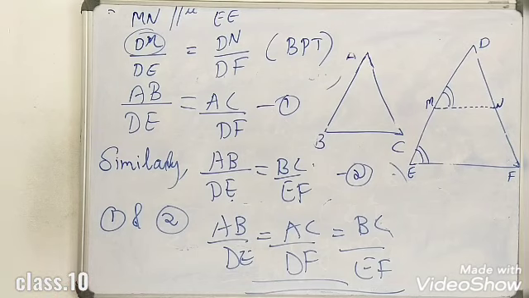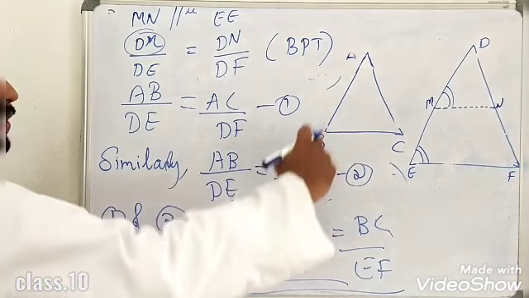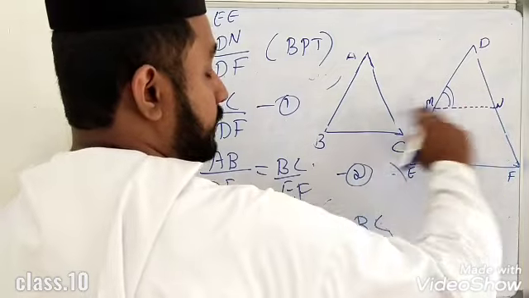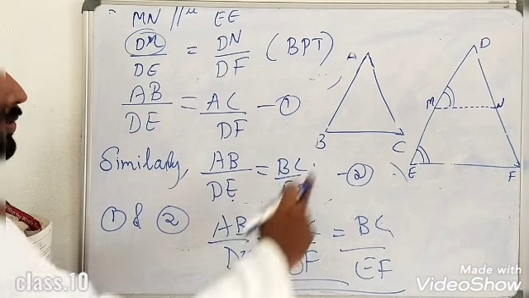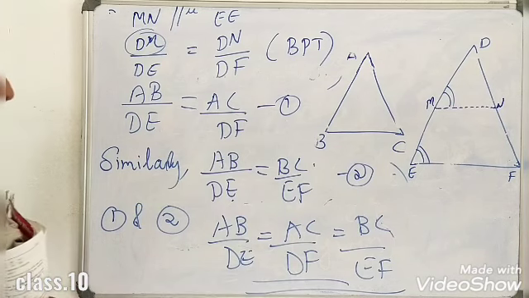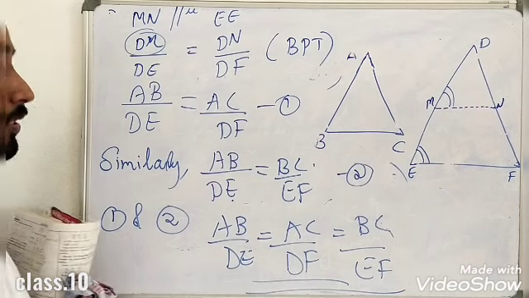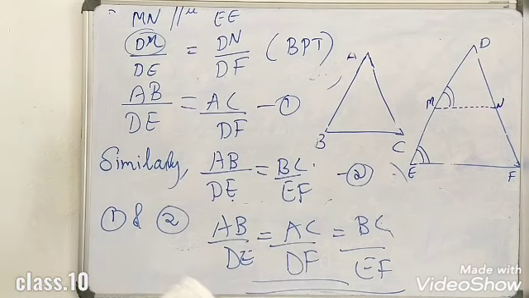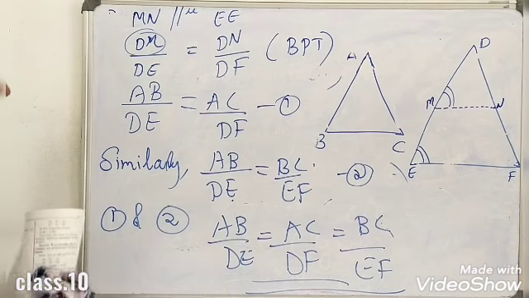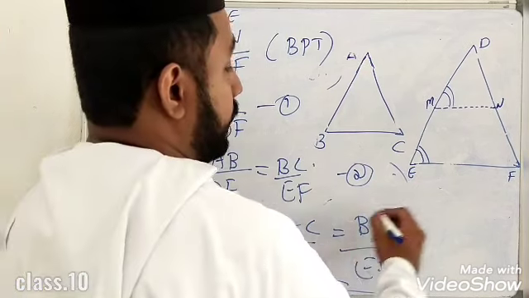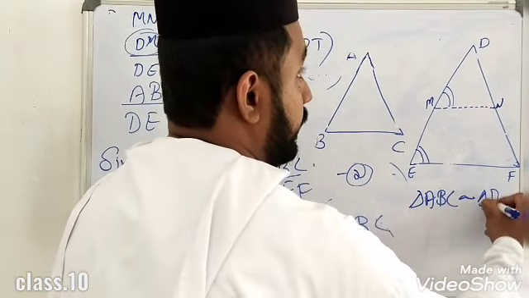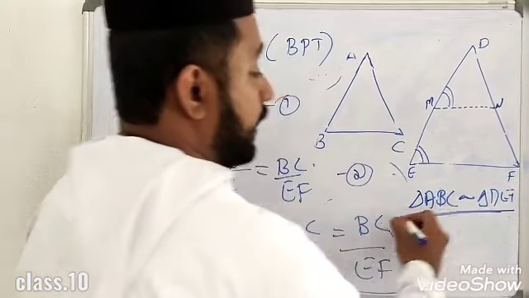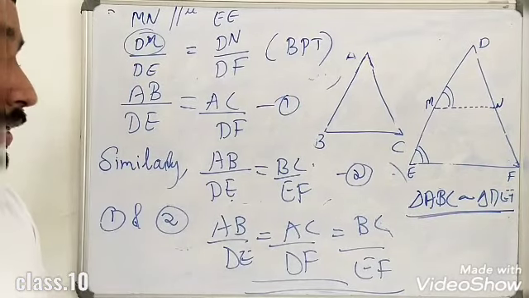So all the three sides of these triangles are proportional. That is, AB by DE is equal to AC by DF is equal to BC by EF. So all the sides are in proportion. So by the similarity criterion of triangles, we can say that triangle ABC is similar to triangle DEF.